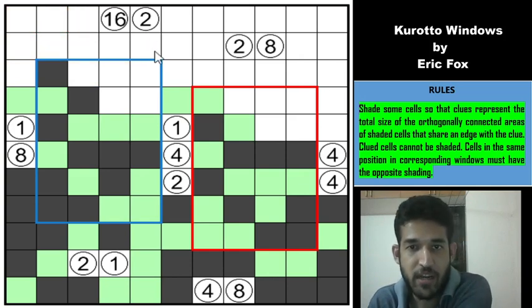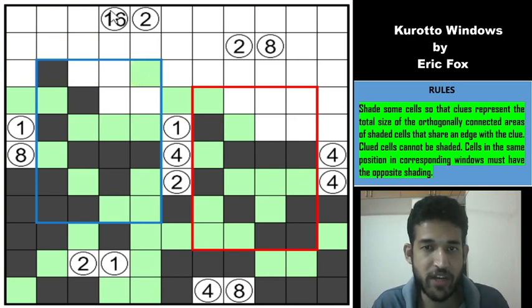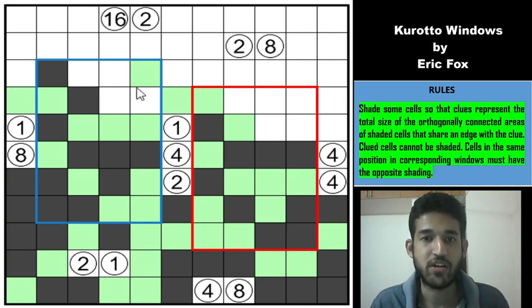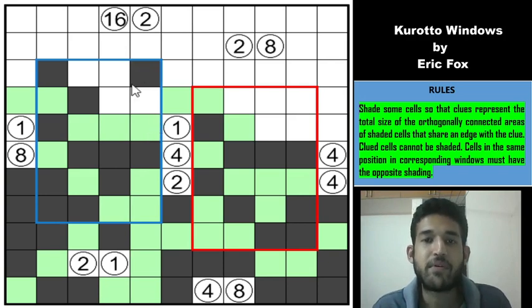So for example, assume that this cell is unshaded. For example, let's say this cell is not shaded. So there is no way to satisfy the 16 clue now. 1, 2, 3, 4, 5, 6, 7, 8, 9, 10, 11, 12, 13, 14. Okay, so this cell would have to be shaded. So let us shade that cell now. And which means the corresponding cell becomes unshaded. Nice.